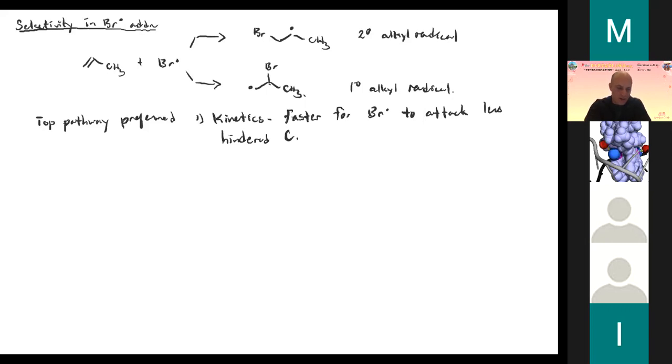Okay, so there's a kinetic issue, and then there's the thermodynamic issue, which is that the secondary radical is more stable. Okay, and I'm not going to redraw the bonding diagram that I drew in the last class. Hopefully, if I have time this weekend, I'll add this to the hyperconjugation handout that I made for you guys.